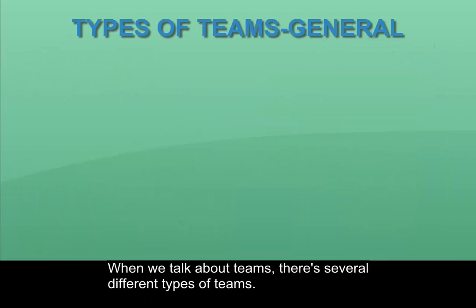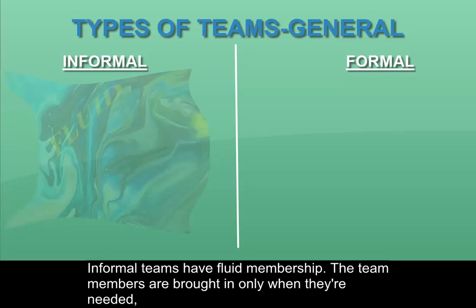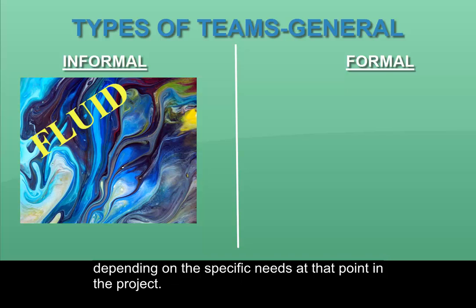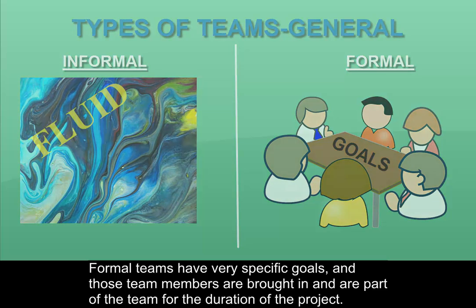When we talk about teams, there are several different types of teams. From a very general standpoint, there are informal and formal teams. Informal teams have fluid membership. The team members are brought in only when they're needed, depending on the specific needs at that point in the project. And then formal teams have very specific goals, and those team members are brought in and are part of the team for the duration of the project.